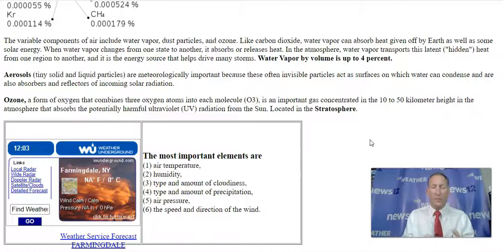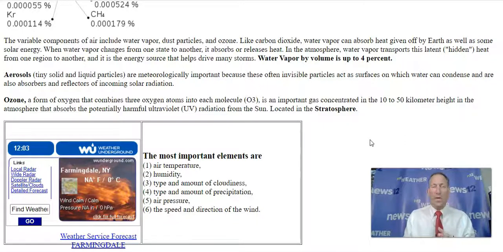So that's one of the reasons why some of the gases are actually good for the Earth. Ozone is one of them. It's 3 oxygen molecules that come together. It's very important because it blocks harmful UV radiation. This ozone layer is located in the stratosphere. So there are some good gases out there protecting the Earth. Now we're going to talk more about ozone in the stratosphere as we go through the end of chapter 1.